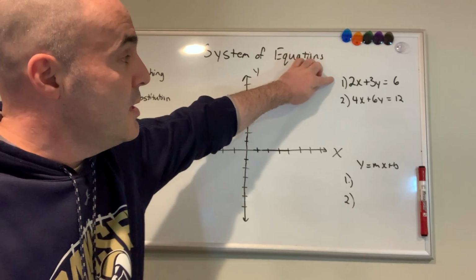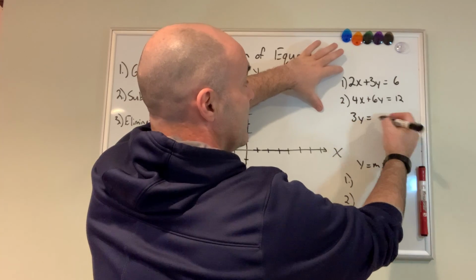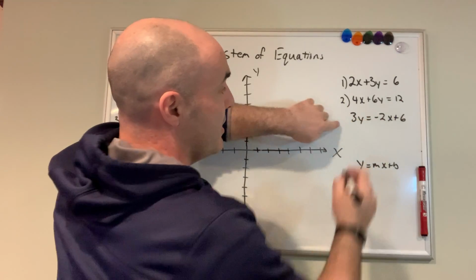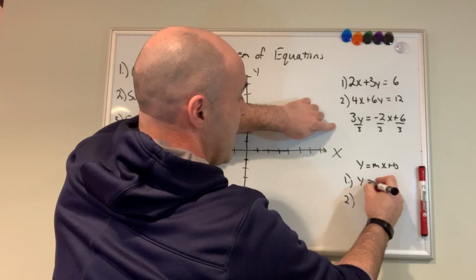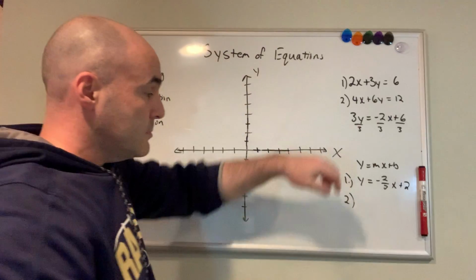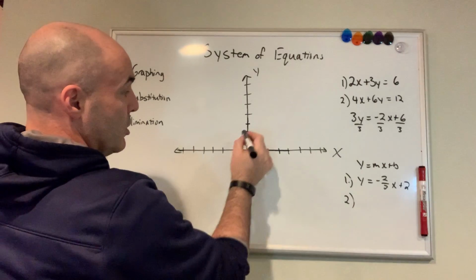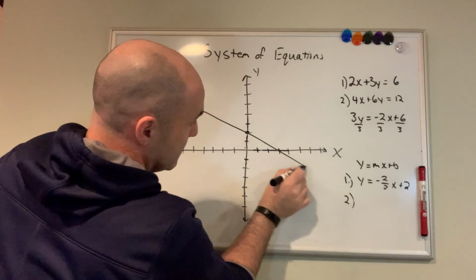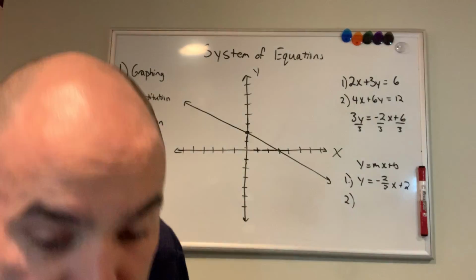So I'm going to start with number 1. The first thing I would do is subtract the 2x from both sides. That gives me 3y equals negative 2x plus 6. Then I would divide everything by 3, and I'd end up with the equation y equals negative 2/3 x plus 2. From that point, I'll go up 2 on the y-axis, and we'll go down 2 over 3, and draw our line as best we can. That's the infinite number of solutions to that equation there.